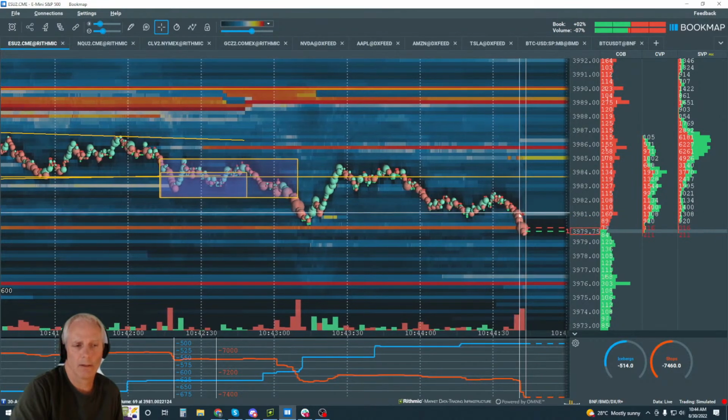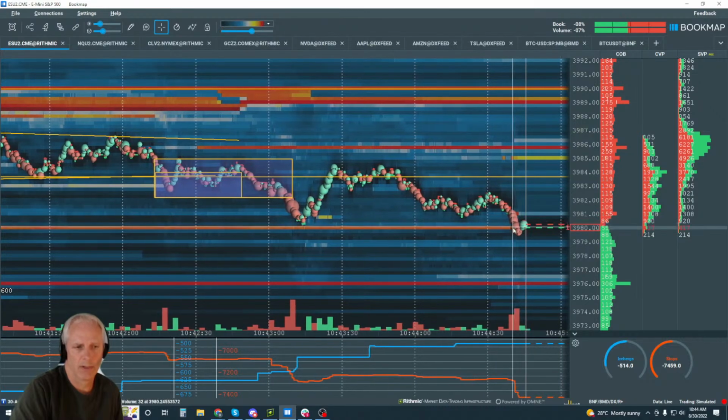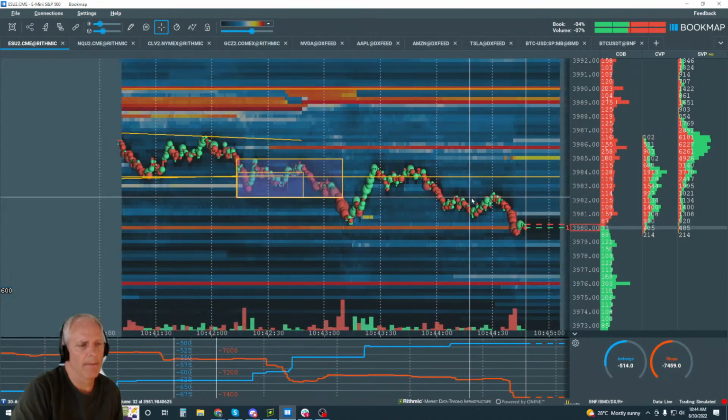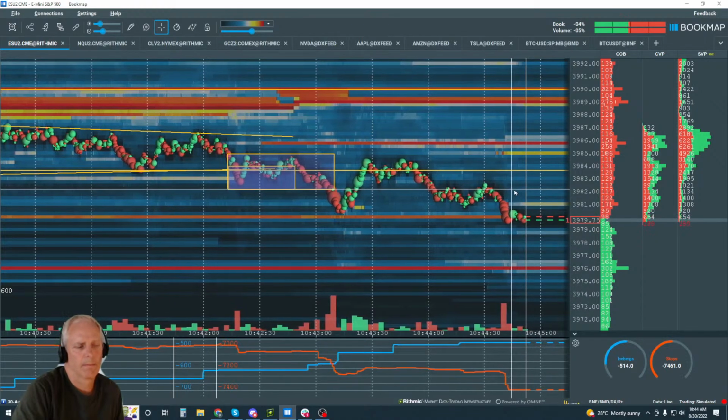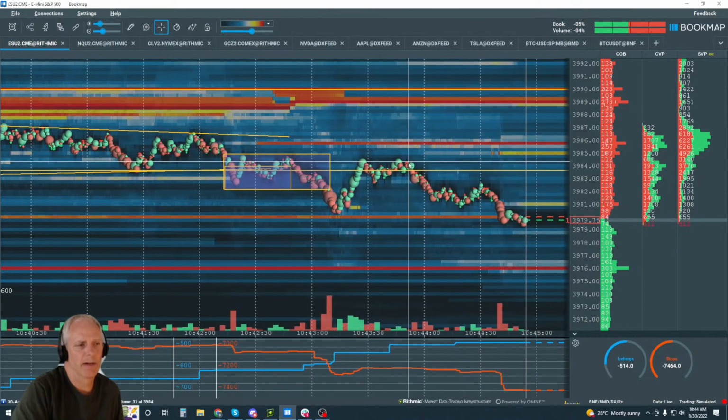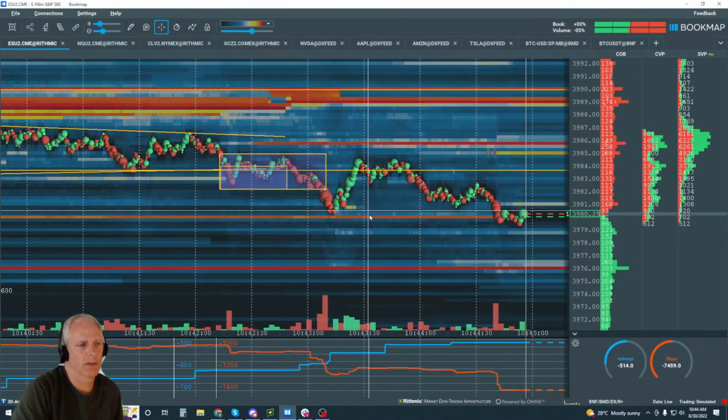Okay, so again, look at market structure, and here's our move into 80, yeah, looking for continuation. Right, just not enough buyers, and lower highs, lower lows.